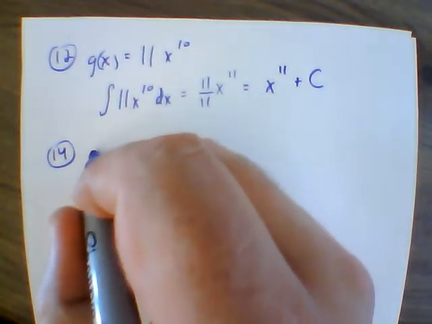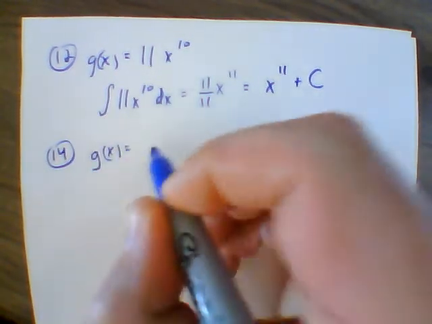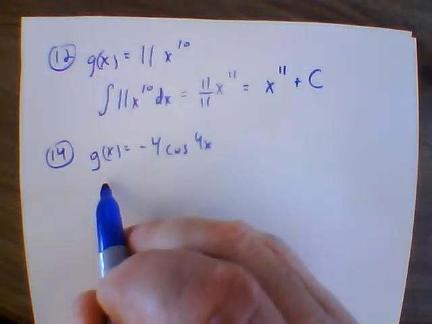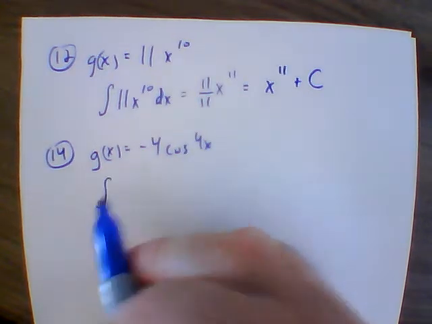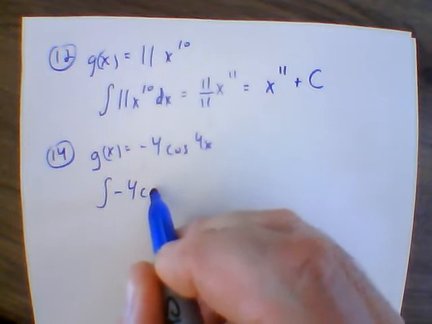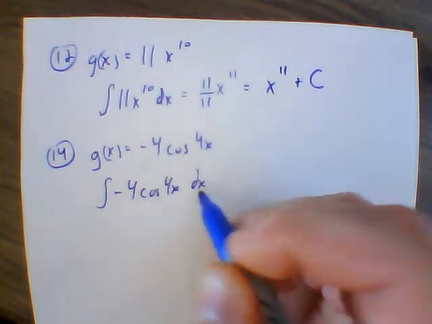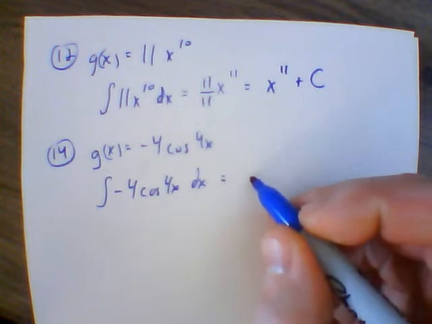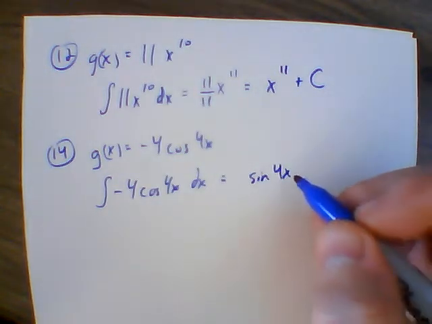On number 14, they tell us g of x equals -4 cosine 4x. Okay, so we're told to find the antiderivative of this. So we're trying to find what the integral of this would be. As we're looking at this, we're trying to figure out what we are going back to. Some of the things you have to remember are the original derivative formulas. We have to think, what gave us the derivative of cosine? So if we think about this, sine of 4x.